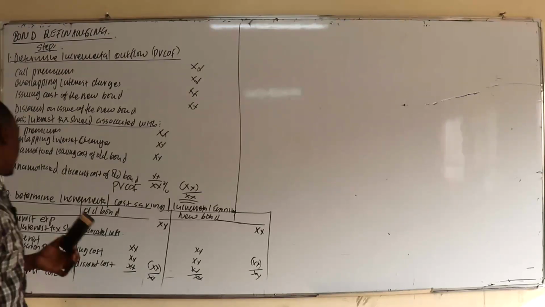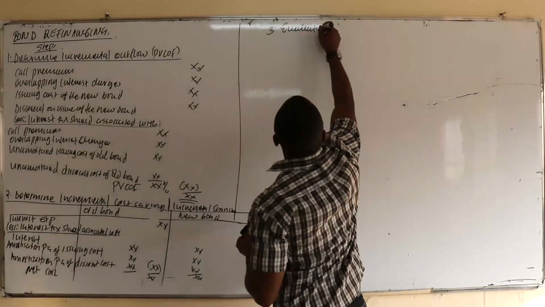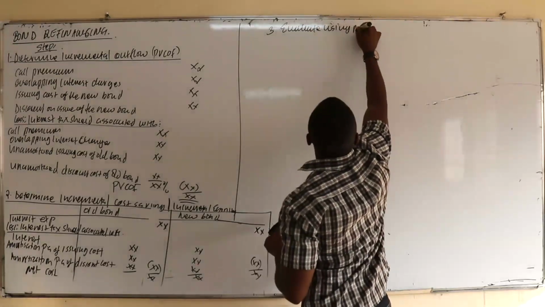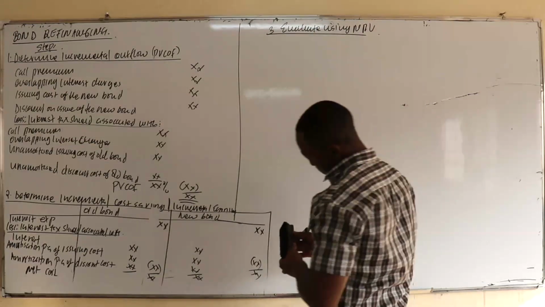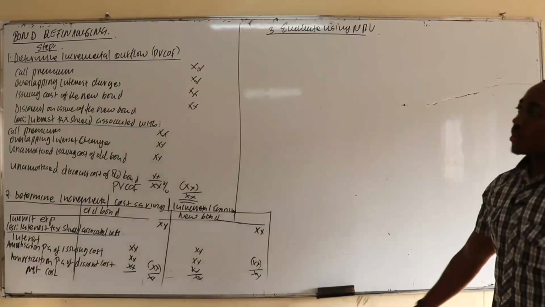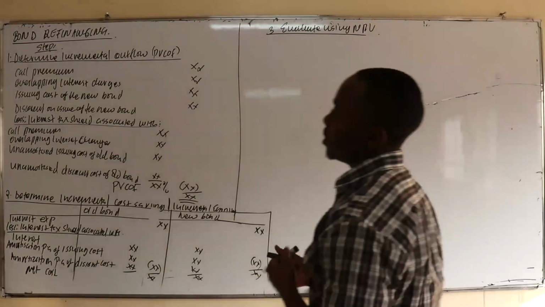Then lastly, step number 3, you evaluate using NPV. Evaluate using net present value. Good. So those are the steps forward to determine whether to refinance or not refinance the old bond.